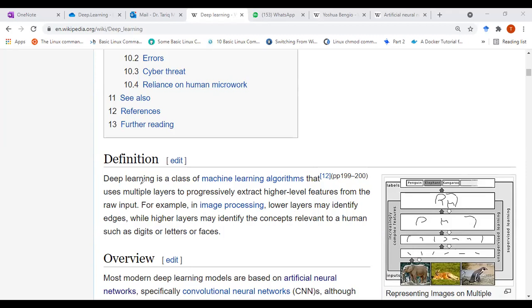So deep learning is a class of machine learning algorithms that uses multiple layers, that's what I showed you, to progressively extract higher level features from the raw input. I just explained that to you on the whiteboard. Start with the lower level features and then hierarchically use those to discover more and more high level features. For example, in image processing, lower layers may identify edges while higher layers may identify concepts related to a human, such as digits or letters or faces. So it all builds up.